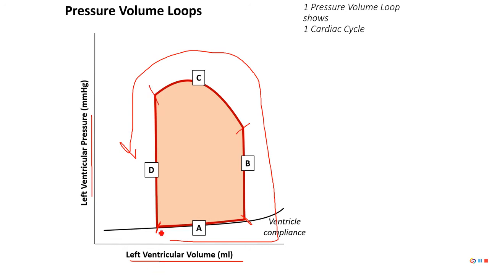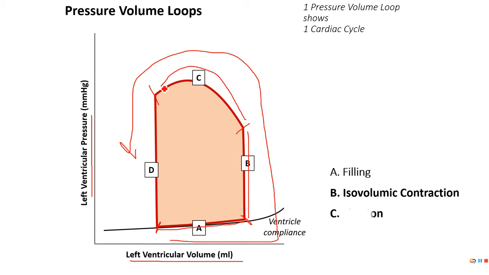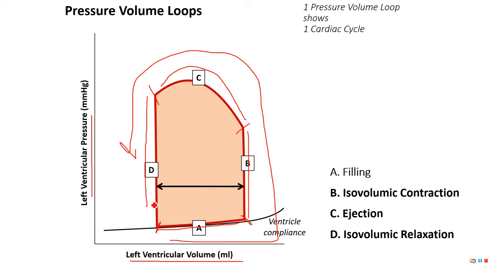When we go from here to here, volume's changing and pressure's increasing a little bit. If volume's increasing, really it can only be one thing, and that is filling. When we go from here to here, volume's staying constant, but pressure's increasing, so it's isovolumic contraction. Here, pressure goes up, then it goes down, while volume goes down the entire time. That's ejection. And then finally, going from here to here, volume stays constant, but pressure goes down. That's isovolumic relaxation. The difference between the segments on the right side and the left side is our stroke volume.